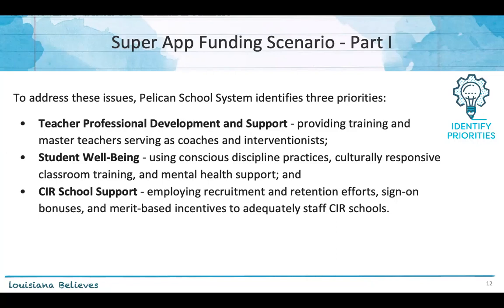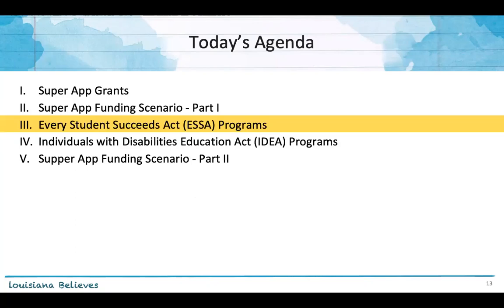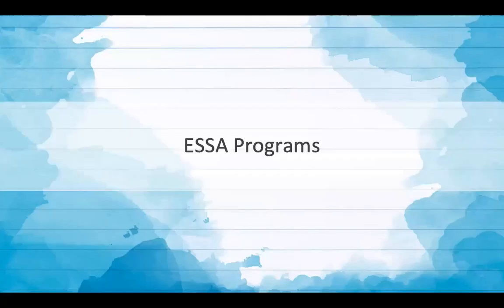After reading through part one of the scenario, as curriculum and instruction staff, begin to think about your priorities. As we move through the agenda, you will learn more about federal programs to get an idea of how you can effectively use funding to address your priorities. This brings us to the next agenda item, the Every Student Succeeds Act, commonly referred to as ESSA or ESSA.